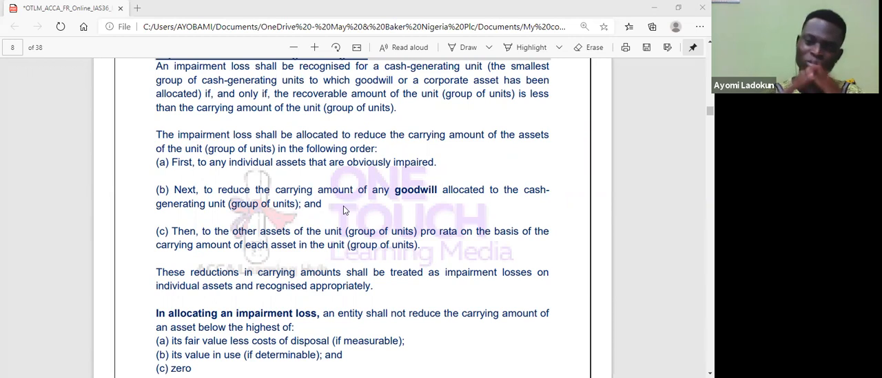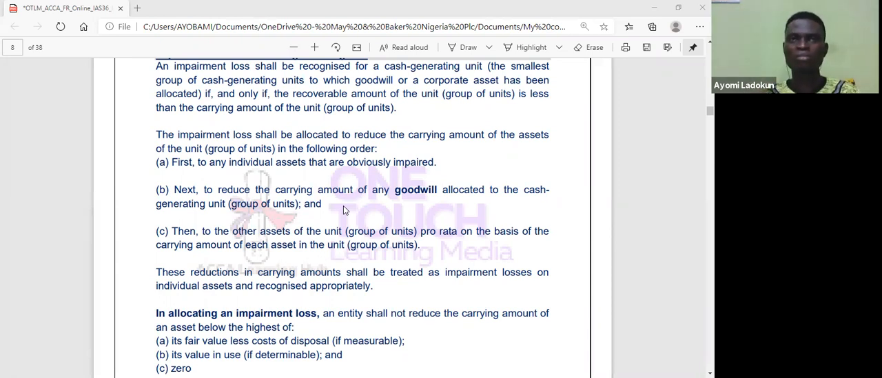Okay, so let me try to create some scenarios here so you understand. The first thing is impair obviously impaired assets. You have to follow the instruction in the question. For example, the examiner can say fire got a plant, and it has been considered worthless because of that fire. That means you can't recover anything from it. That's 0. So you impair it with the whole carrying amount. It's as simple as that.